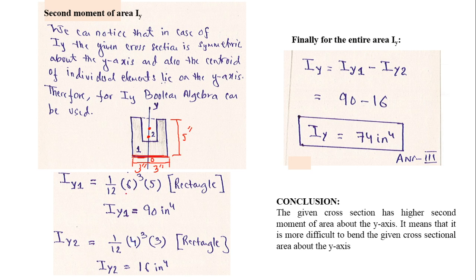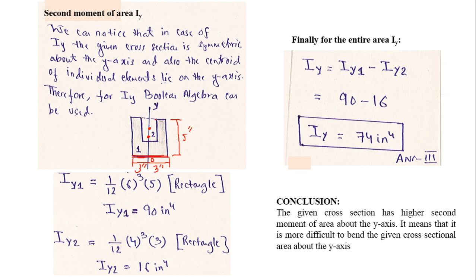This appears as it is. So 1 by 12, 6 cube into 5, which gives me 90 inch^4. So this is the second moment of area, Iy1, the second moment of area of my shape 1 about the y-axis.